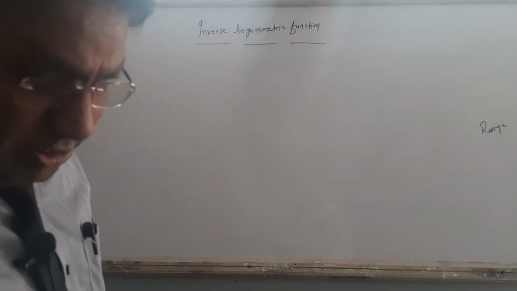Today we start a new chapter, inverse trigonometric functions, the second chapter. The first thing is to find the principal value, otherwise known as the principal value. The principal value totally depends on the range.